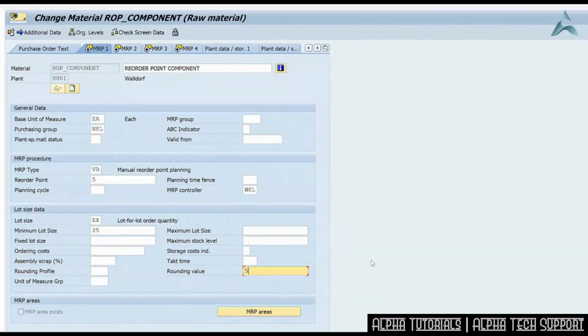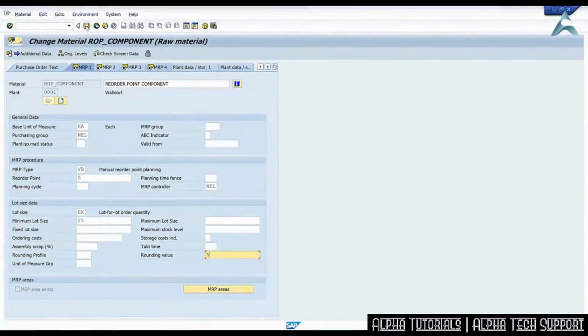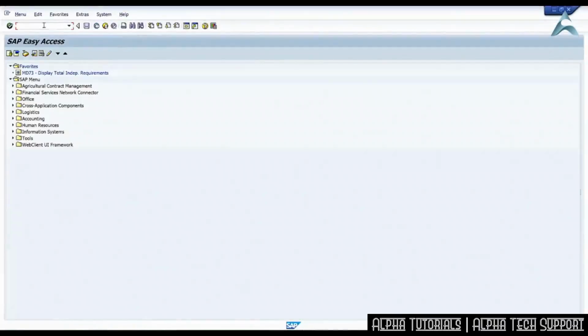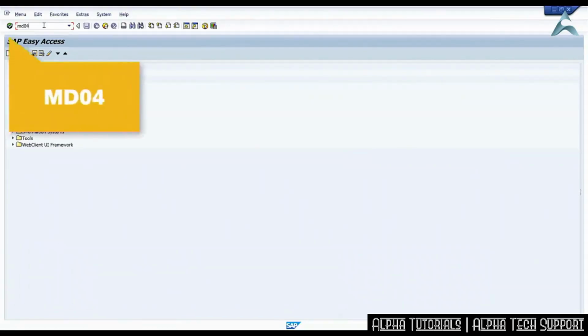So with those extra attributes added to my reorder point scenario, I'm going to save those changes to my material master, and I will get a confirmation at the bottom of my screen that those changes were in fact saved. Okay, now that we have our lot sizing parameters, in addition to our reorder point defined, let's now look at MRP again. Let's look at the planning situation for that reorder point relevant material. And we'll do that using MD04.